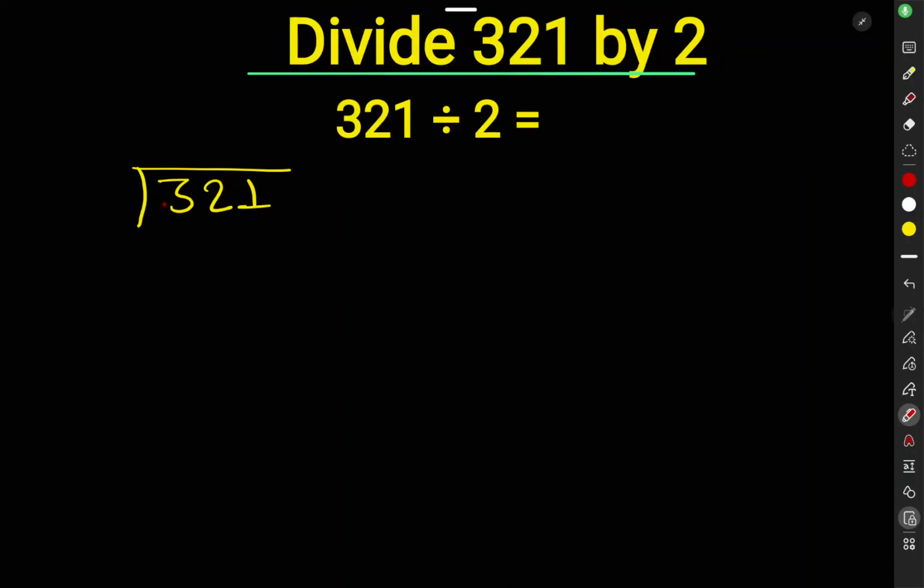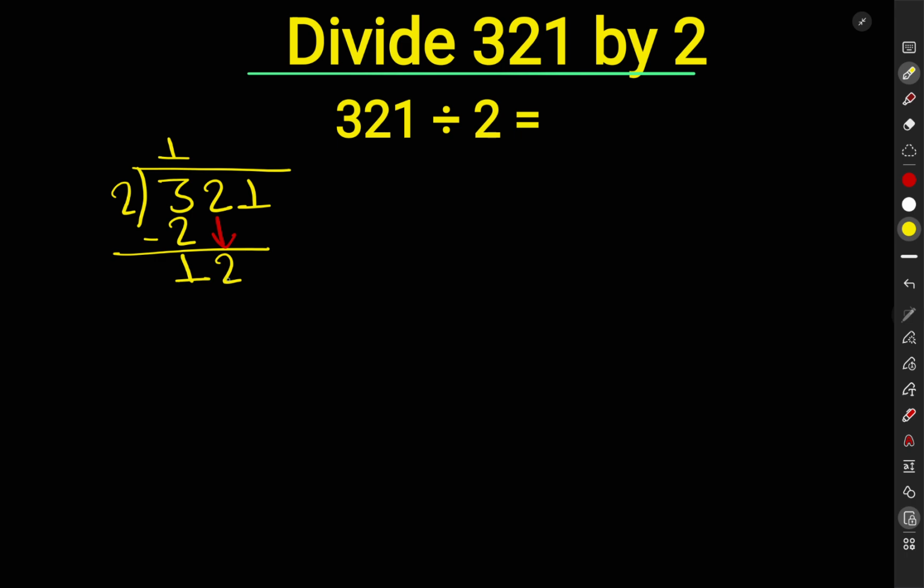Here we divide 321 by 2 in a long division method. So 2 times 1 means 2. On subtracting we get 1. So now this 1 is less than 2. So we put down the number beside this 2.